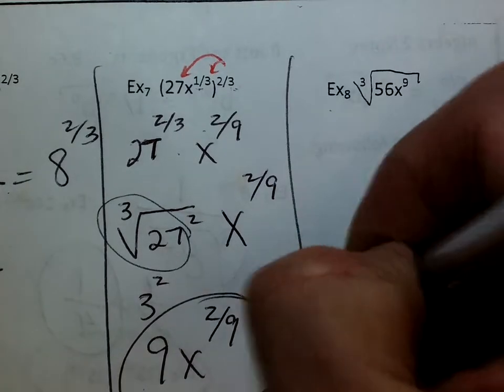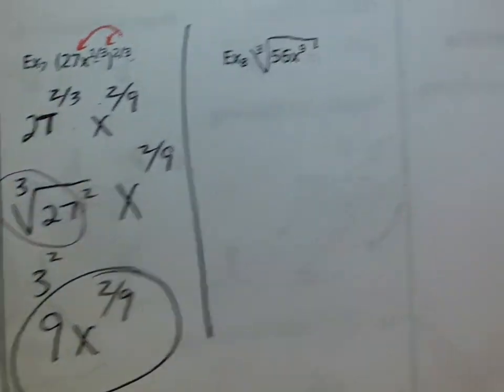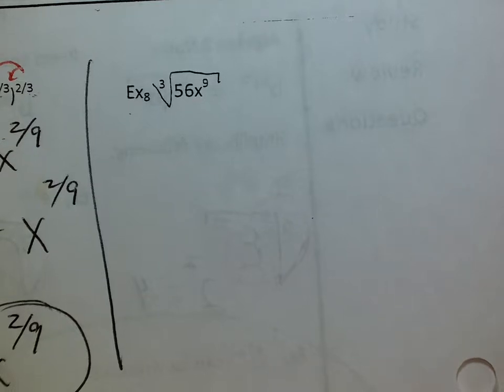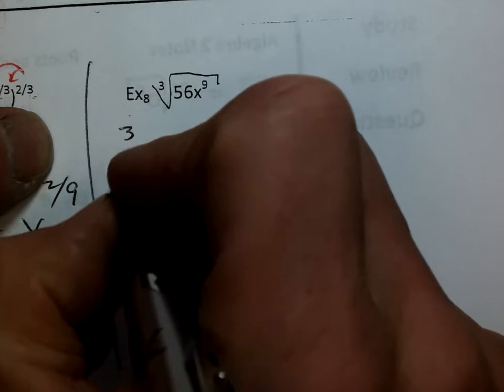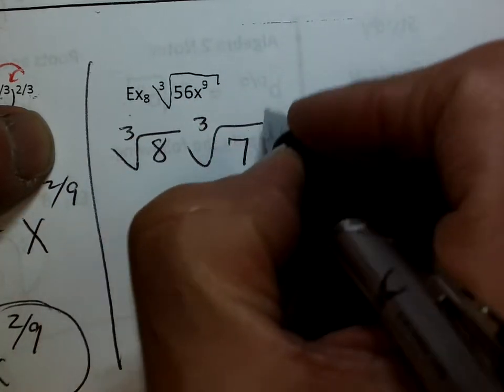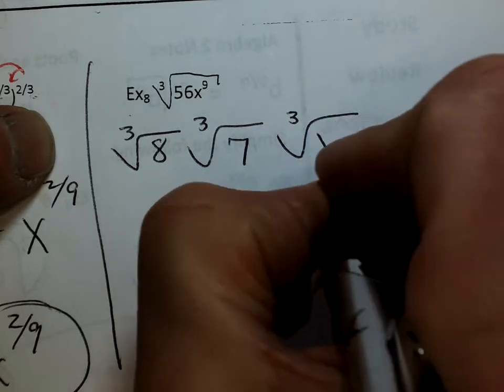Okay. Example 8. There is no cube root of 56, but it might have one of these numbers in it, right? We can break it down. What do you think? 56. Do you see one of these numbers in it? 8. 8 times what? 8 times 7, right? So we could reduce 56 because we know it has one of the perfect cubes in it, right? So let's rewrite this as the cube root of 8, the cube root of 7, and the cube root of x to the 9th.